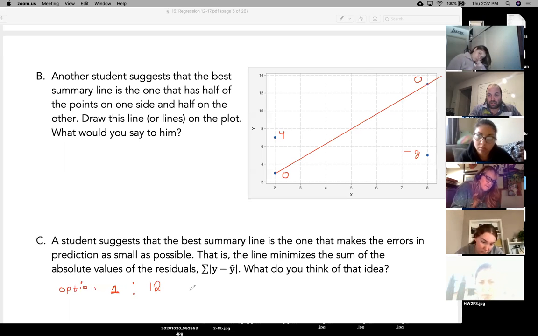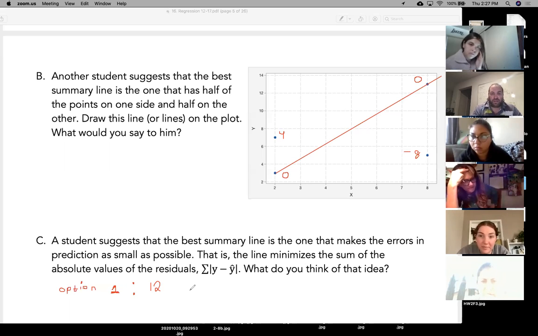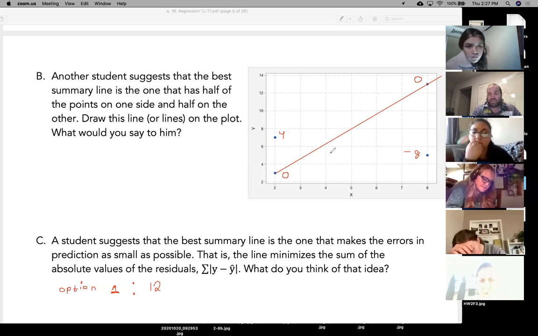25. They did that wrong. 4 plus 0 plus 0 plus 8 is 12. I thought we had 13 in there. Oh, that was the predicted. Sorry. Okay, so that's option number 1. We get 12 for this value.